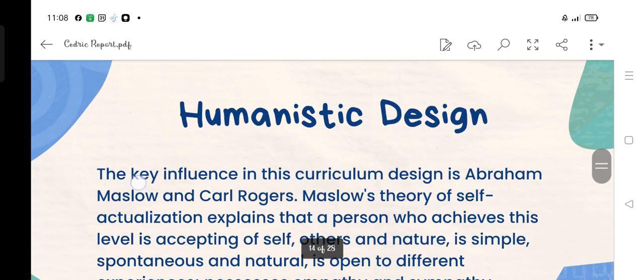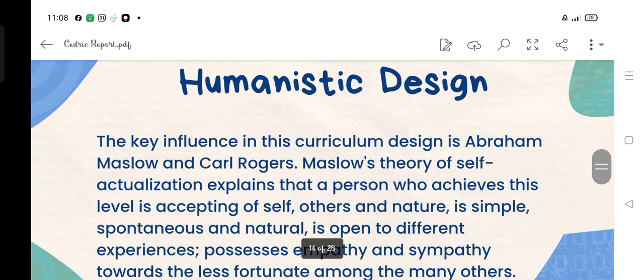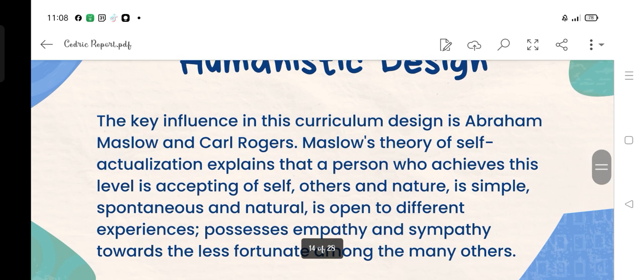Okay, next one is the humanistic design. The key influence in this curriculum design is Abraham Maslow and Carl Rogers. Maslow's theory of self-actualization explained that a person who achieves this level is accepting of self, others, and nature. Is simple, spontaneous, and natural. Is open to different experiences. Possesses empathy and sympathy towards the less fortunate, among many others.